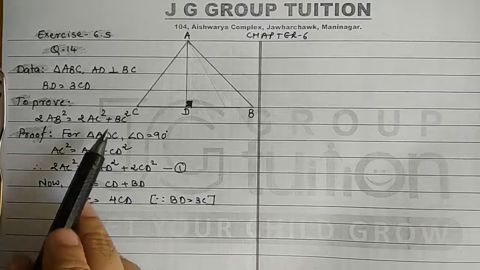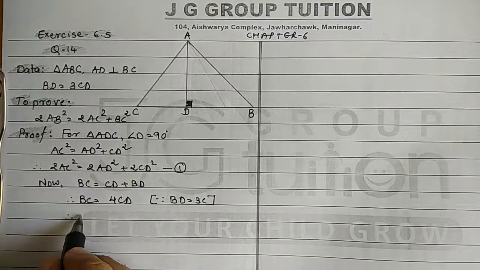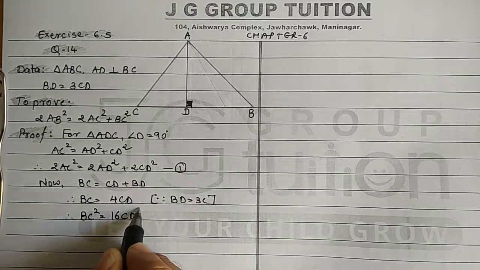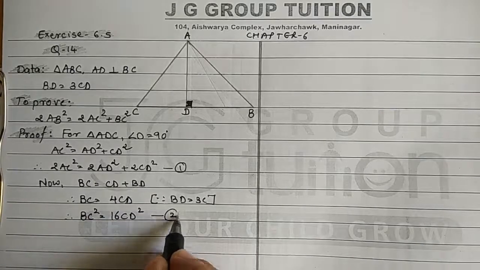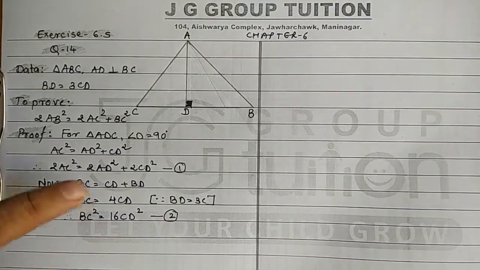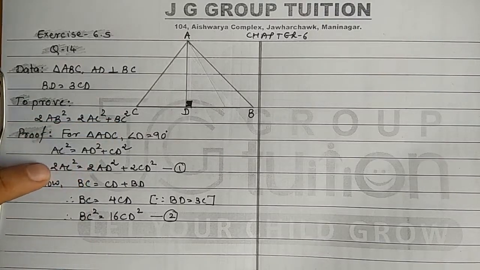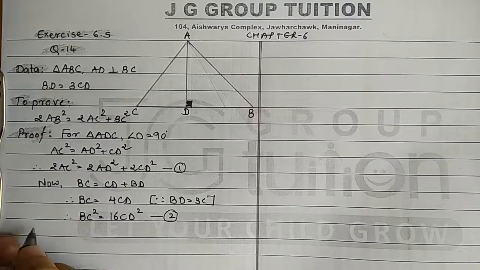But you can see that we required BC square, so I'll do the square here. I'll obtain 16 CD square. I have done square on both the sides. Now look at this. The right hand side is 2AC square plus BC square, so I have to do the sum of these two.